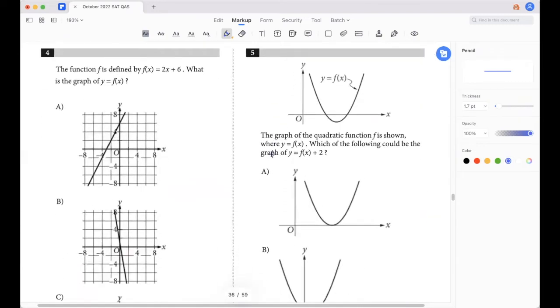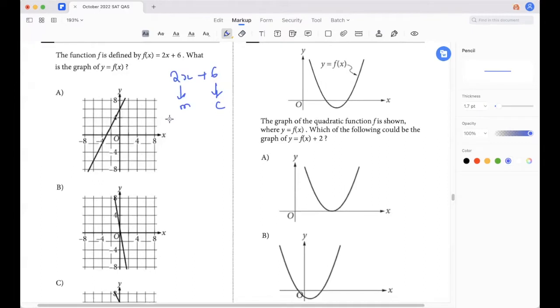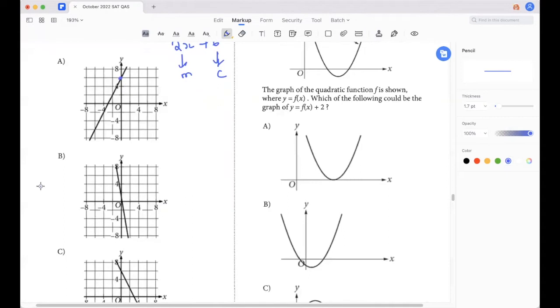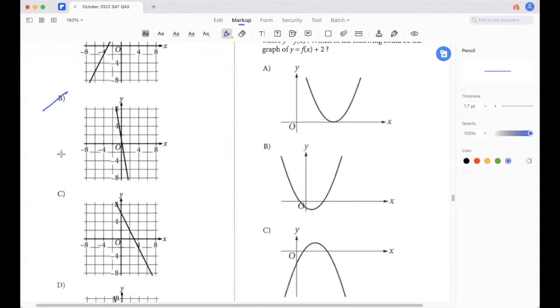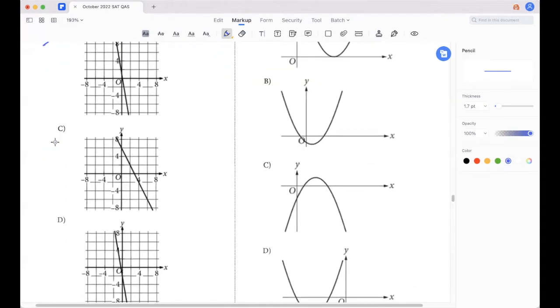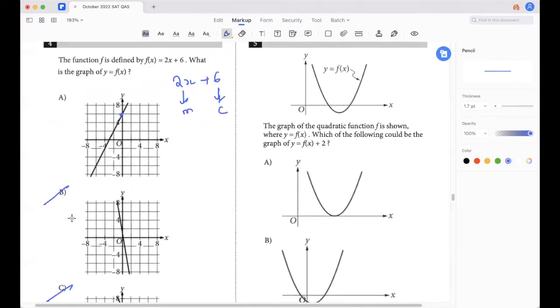The function f is defined by 2x plus 6. What is the graph of y is equal to f of x? So 2x plus 6, 2 is the slope and 6 is the y-intercept. So this has a y-intercept of 6. This has a negative slope, so this is out. This has a negative slope, so this is out, and this has a negative slope. So the only possible answer should be A, and let's verify the slope.